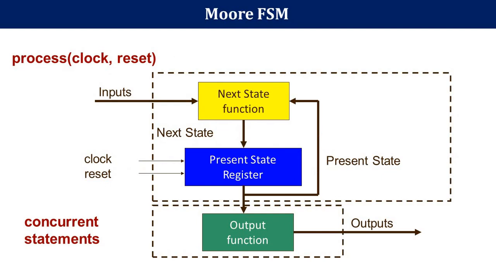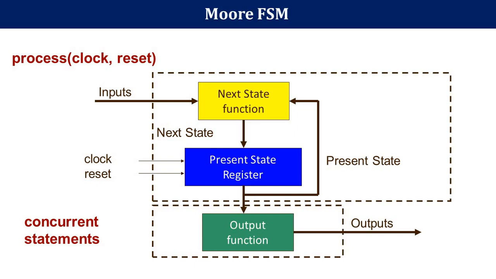Okay, this is again the block diagram of the Moore FSM. Here you can see which part we should represent using concurrent statements in VHDL modeling. The last portion, the output function, should be represented by concurrent statements, and the upper portion, the present state and next state, is represented using the process statement, because they are sensitive to the clock and reset signals. From this you can understand how we can represent the Moore FSM in VHDL.